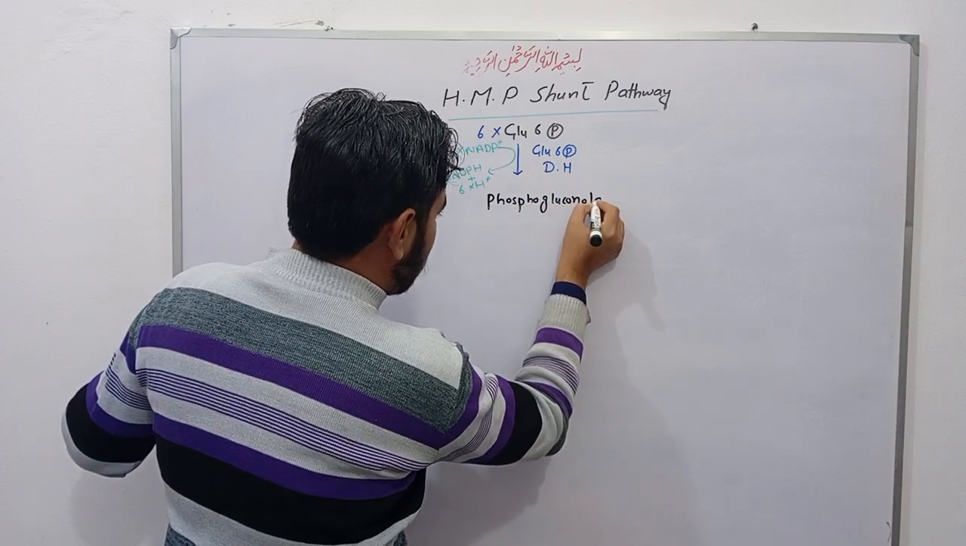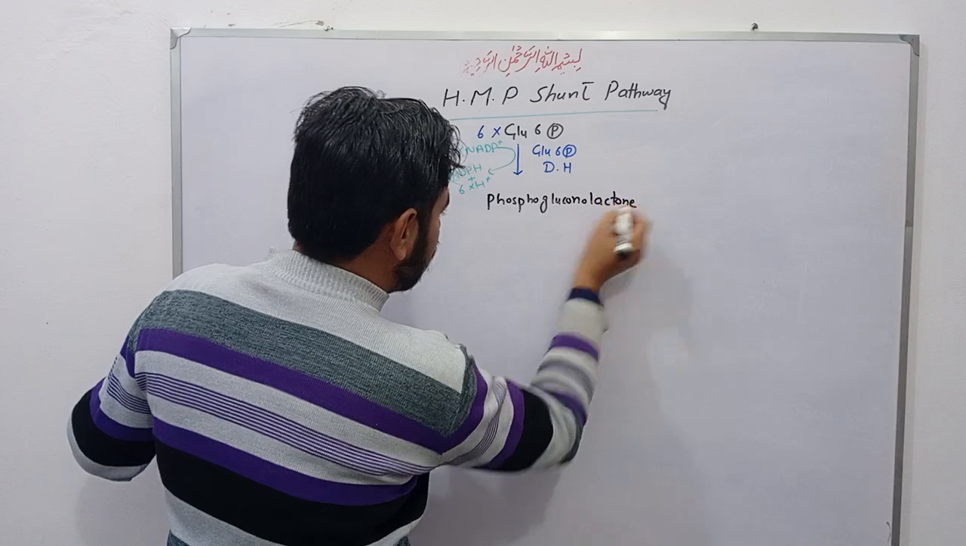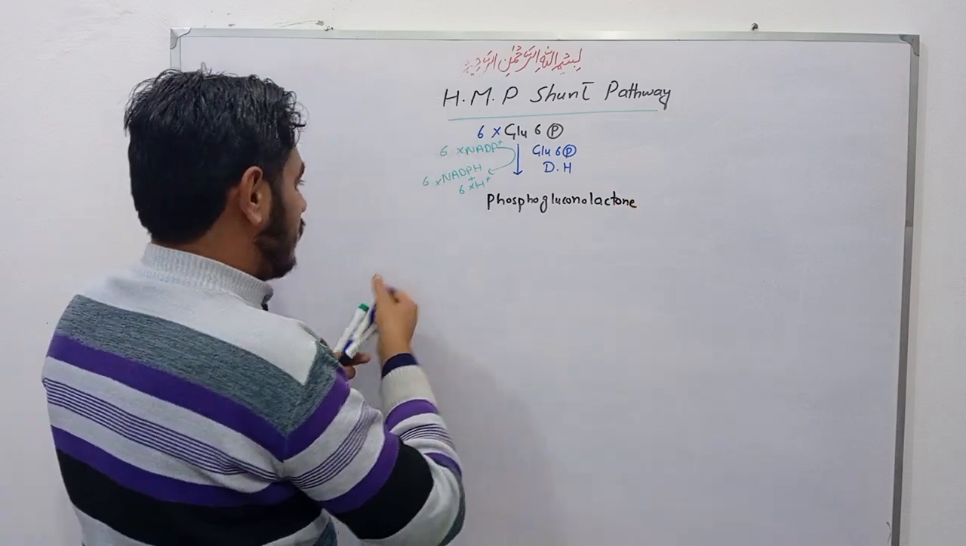Phosphogluconolactone, and there are also 6 molecules. Okay.